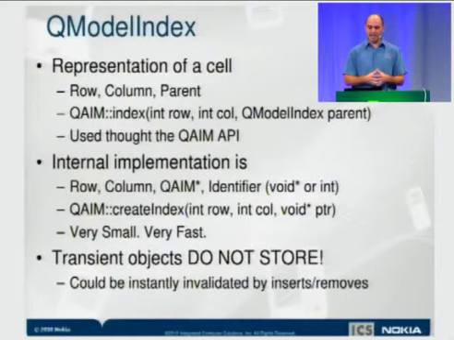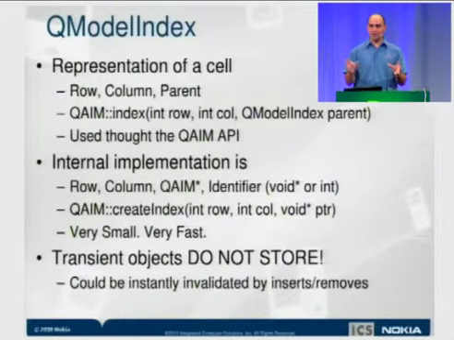What it actually is, is a row, a column, and an identifier. Your identifier can be a 32-bit integer, or it can be a void star pointer. Now, the void star pointer becomes interesting because now you have a hunk of client data that you can embed into your cell identifier to directly access your data. It is very small and very fast, but it can be slightly dangerous.